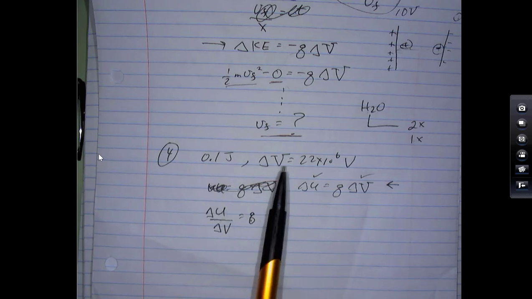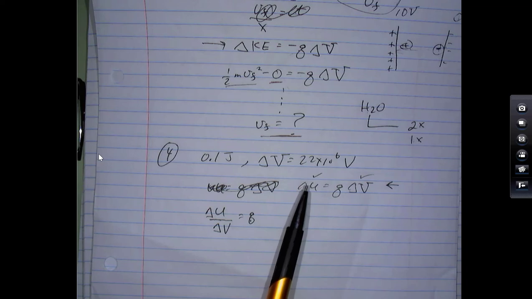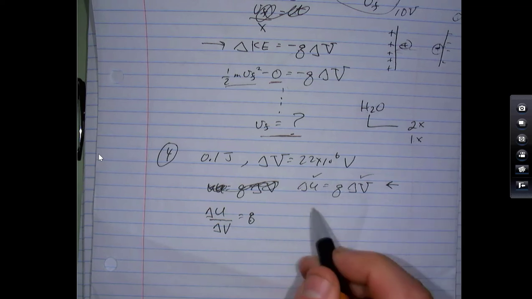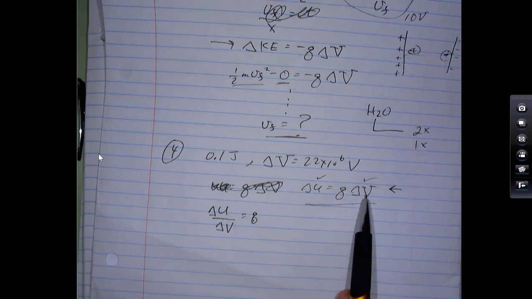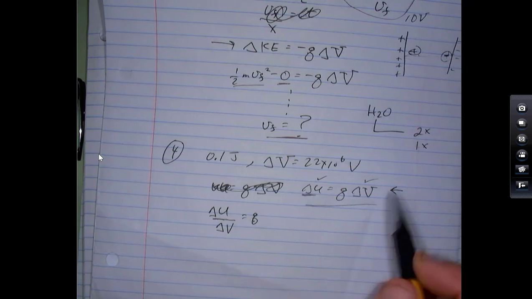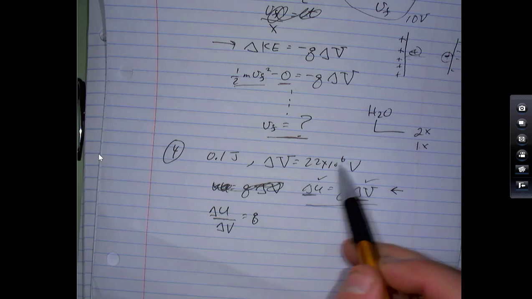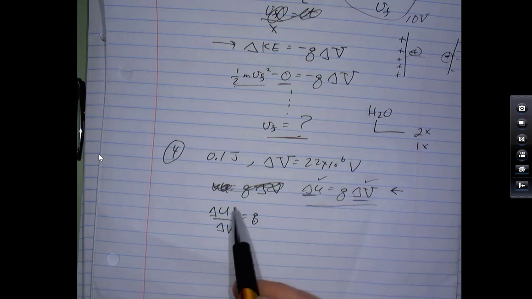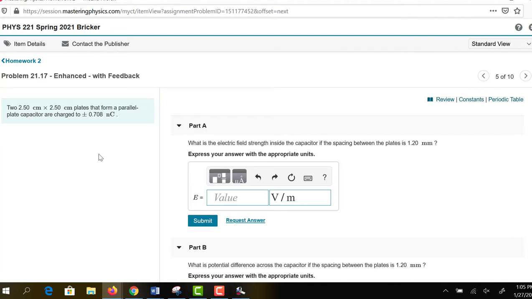So again, we've got 0.1 joules, delta V of 22 times 10 to the 6th volts. We can figure out the amount of charge from really the first formula that we saw in this chapter. Delta U is equal to Q times delta V. We're given the amount of energy, that's the 0.1 joules. We're given the voltage difference, 22 megavolts, so 22 times 10 to the 6th volts. So delta U over delta V will give us the charge. And then make sure you put it into nanocoulombs. Okay, on to the next one.